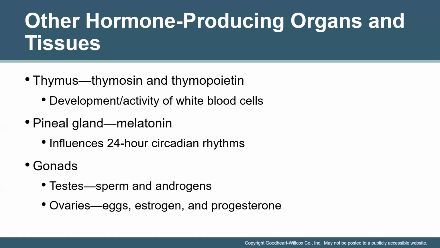Now, the gonads I mentioned, testes in the male, ovaries in the female. The testes are responsible for producing sperm and androgens. The ovaries will produce eggs, estrogen, and progesterone.